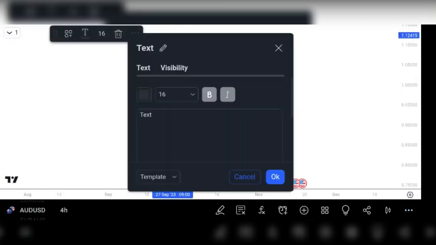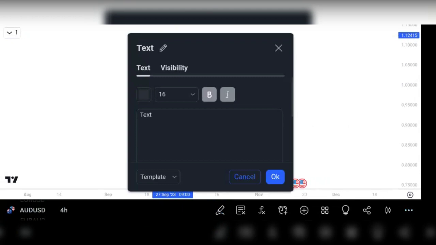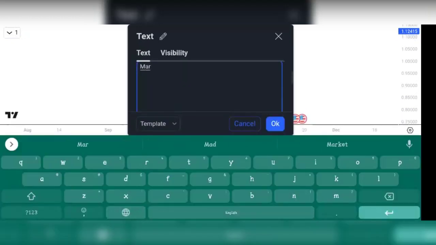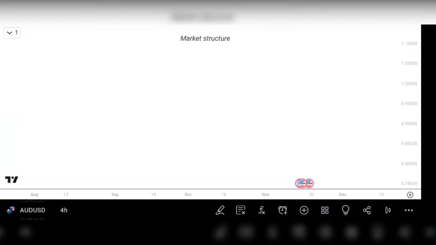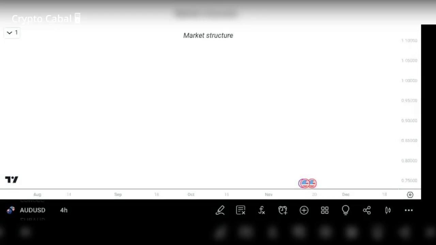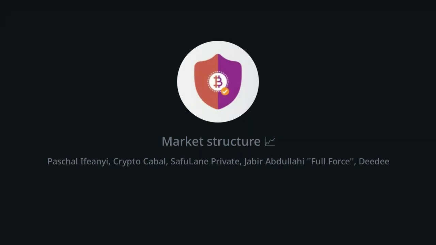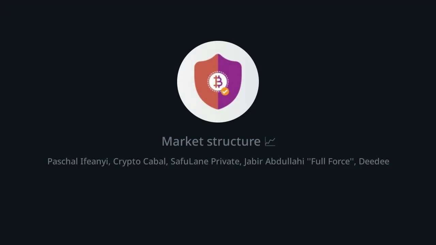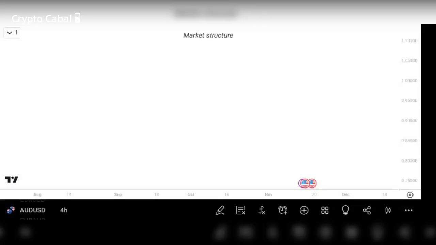So today we are going to talk about market structure, everything you need to know on market structure. We'll talk about the basics of market structure, which is in one of our YouTube recordings, but I'll still talk about the basic market structure today. Literally, if you are talking about market structure, it's still talking about trends, knowing the directional bias of the market, knowing if the market is bullish or bearish.